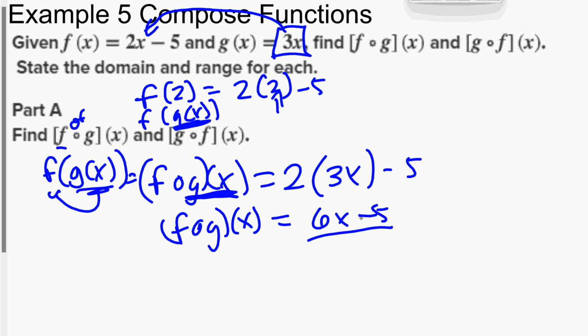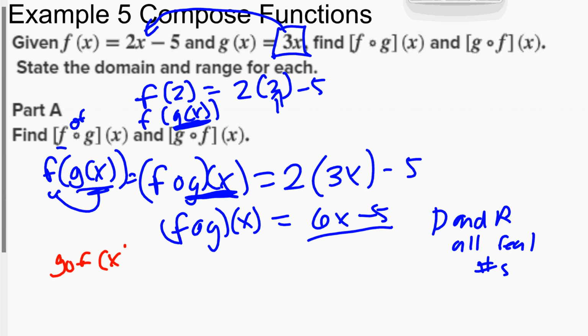So f of g of x is 6x minus 5. And that is a linear equation. So since that's a linear equation, I know the domain and range is all real numbers. Okay, and then for g of f of x, that is taking f of x and plugging that into g. So taking f of x and plugging that into g.